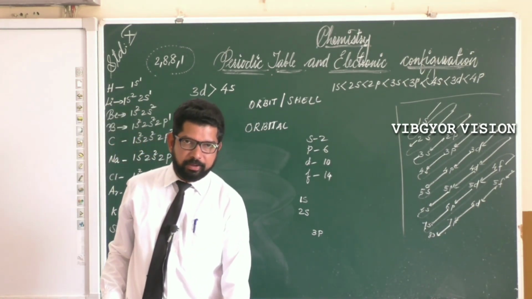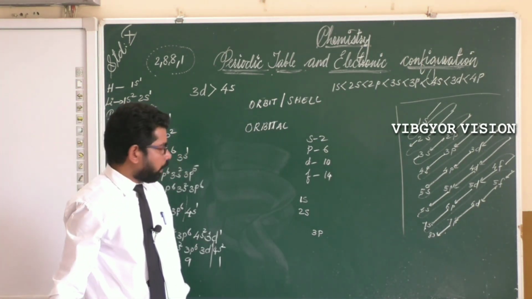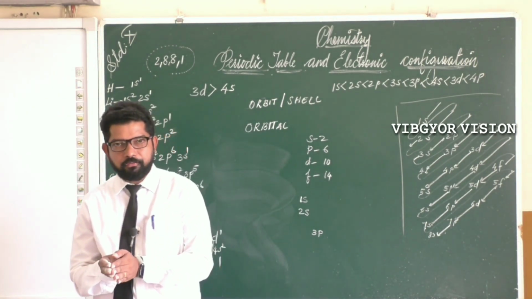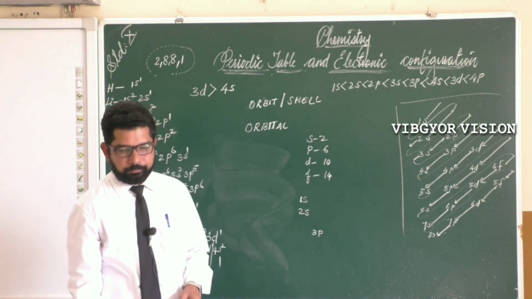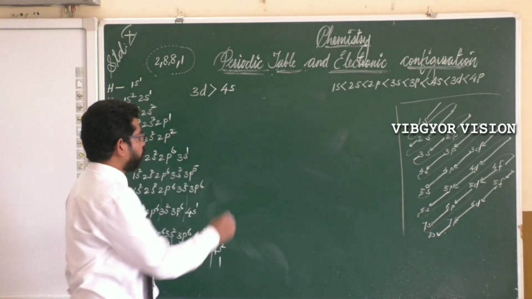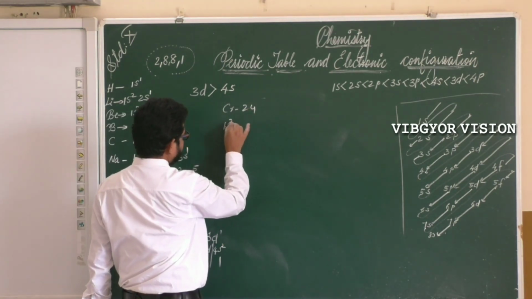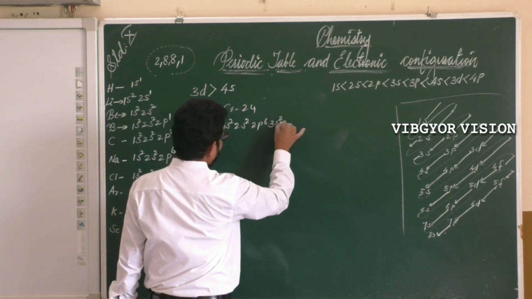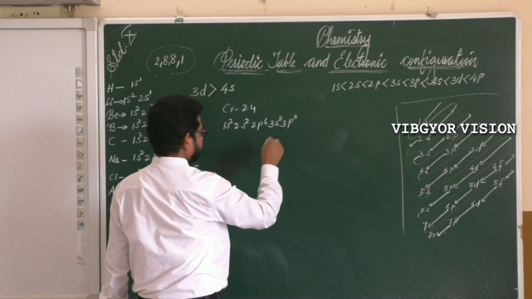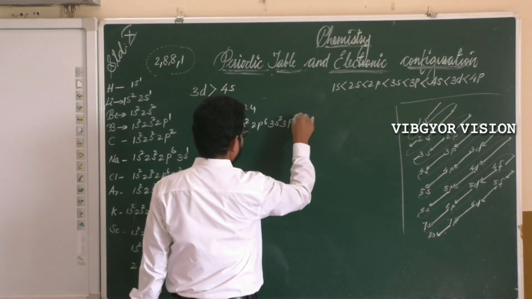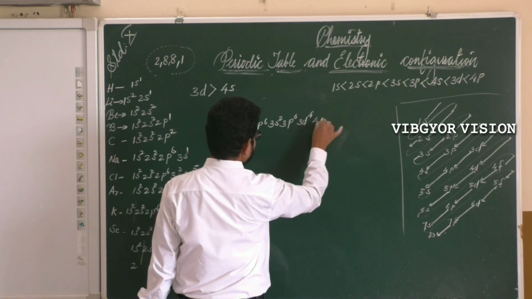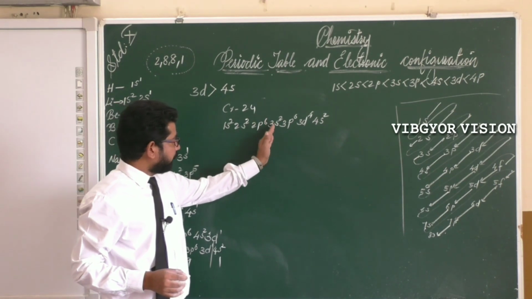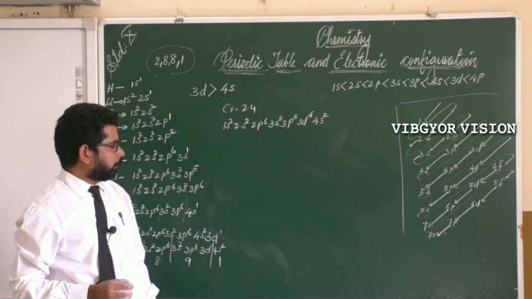The next element is titanium. Titanium also we can write in the same way. And one more point I would like to say. There will be some peculiarities in the configuration of chromium and copper. Atomic number of chromium is 24. So its configuration, 1s2, 2s2, 2p6, 3s2, 3p6, 4s2, 3d4.